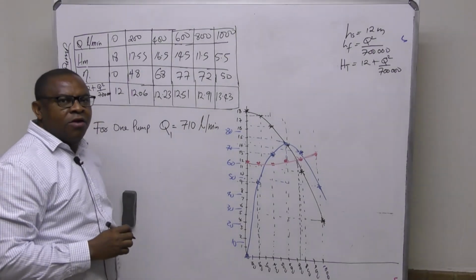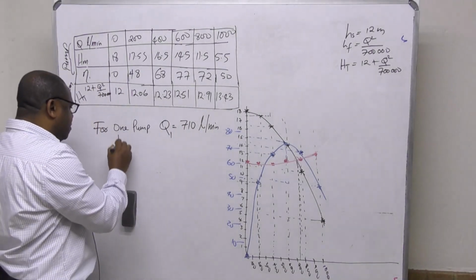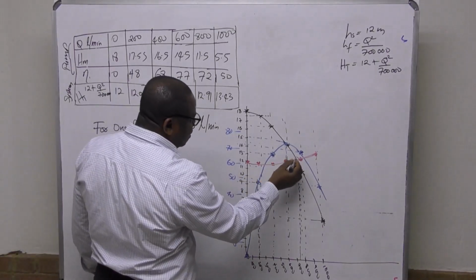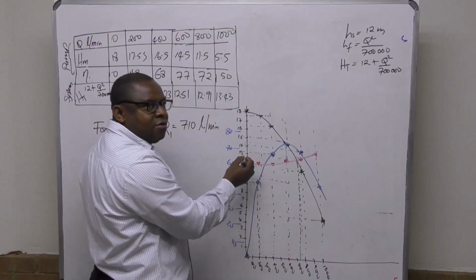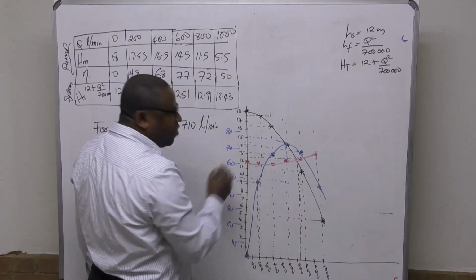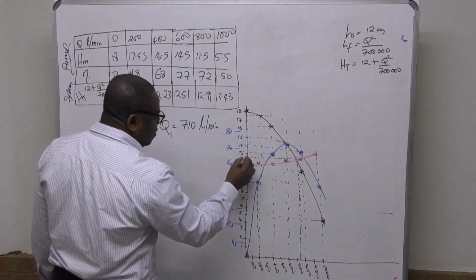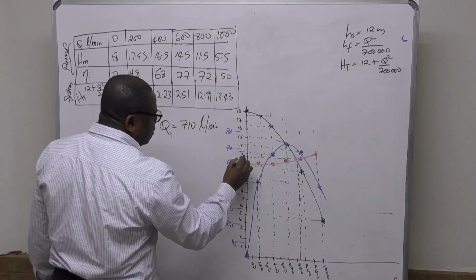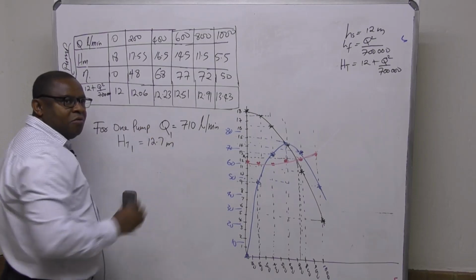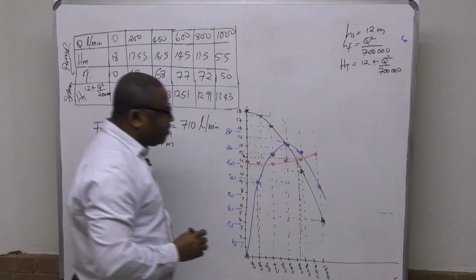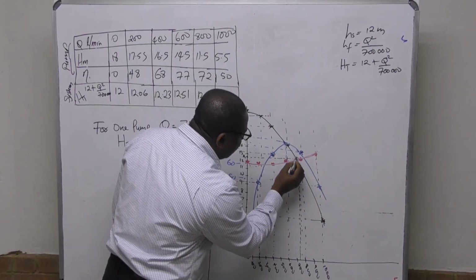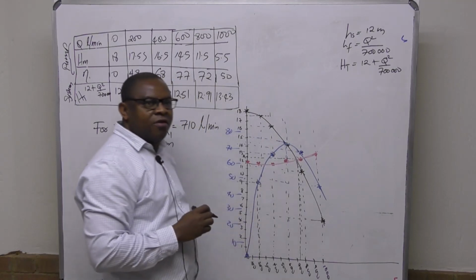Okay, you can also get the head. This is the operating head. You trace this like that to get the operating head. If you trace this, you are going to get about 12.7 operating head. That is your head 1, which will be 12.7 meters. If you want to check efficiency, you see where this point intersects, and you can just move up to see where it intersects the efficiency curve.